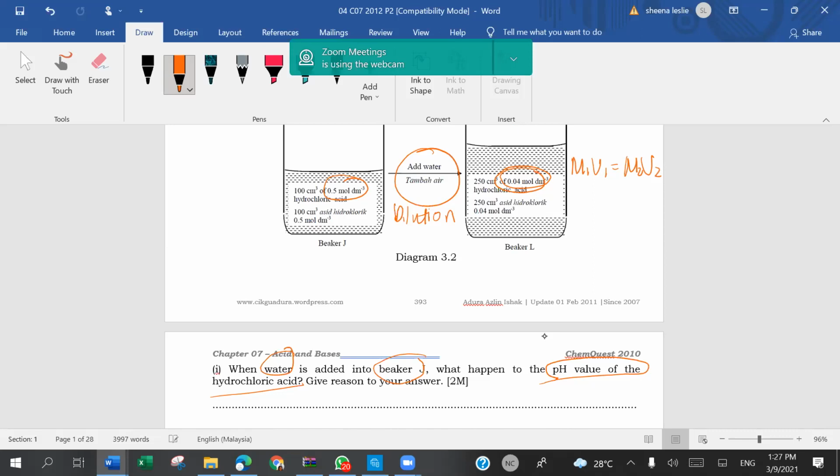Will it increase, Teacher? It will increase.